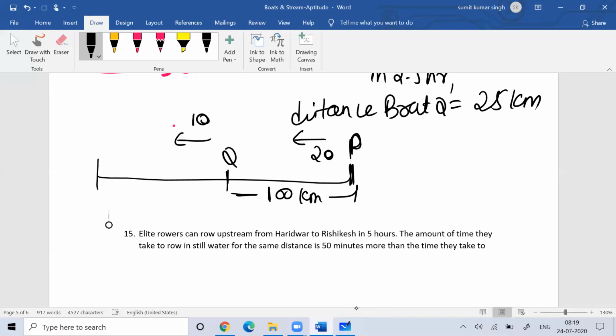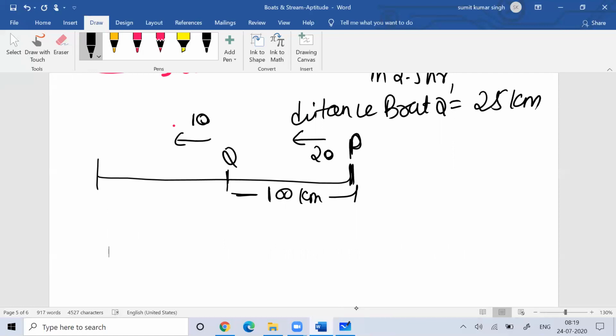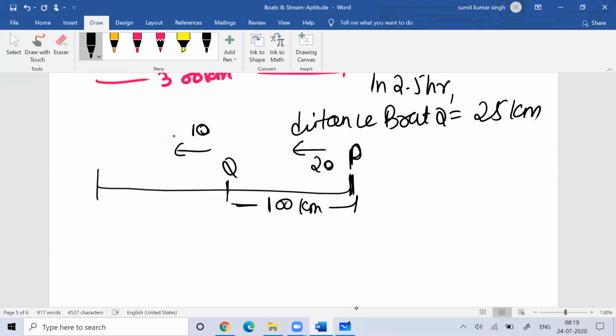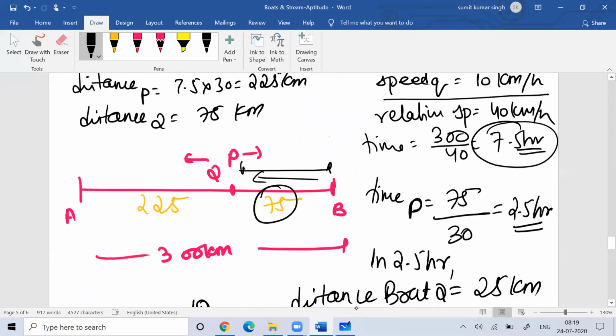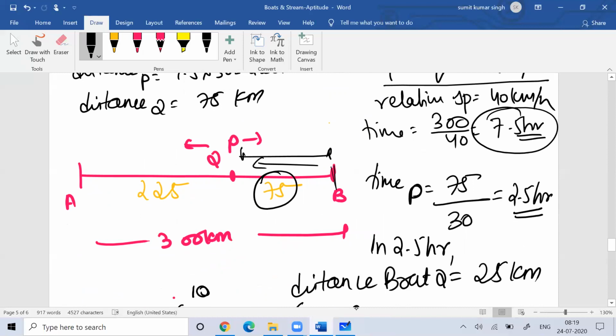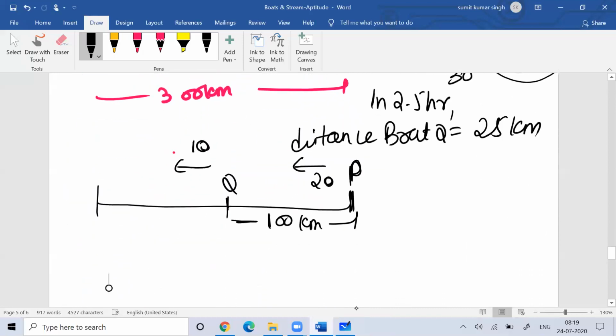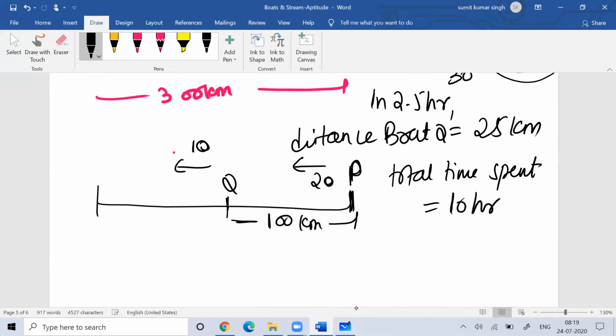Now again this becomes a question of relative speed, and how much time has been spent till now. They first met after 7.5 hours, and then boat P reached point B, which took 2.5 hours. So the total time spent till now is 10 hours.